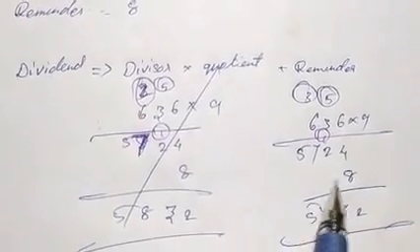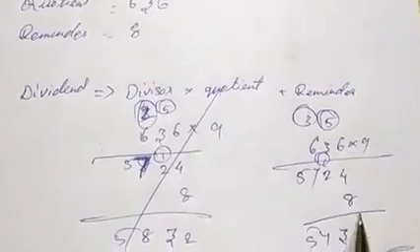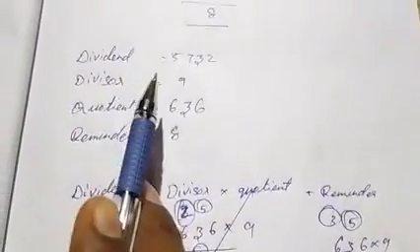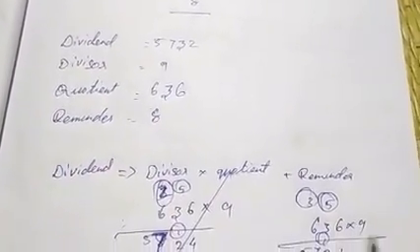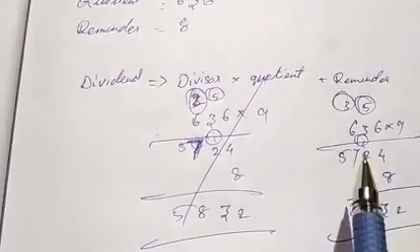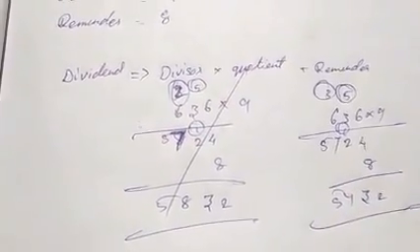So after that we need to add this remainder. Remainder, what is it here? 8. So if we add, 5732, we got the dividend, no? So like this you can check it. Okay, I'll give few sums to try by yourself. Okay, thank you.